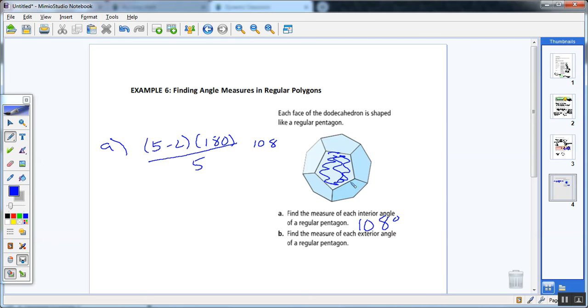Yes. Well, if this angle here is 108 degrees, how are you going to find an exterior angle that runs off of that this way? 180 minus 108. Yep. Guys, the interior angle and the exterior angle have to add up to 180 every single time. The way you find the total number of degrees is 5 minus 2 times 180. That was 540. But how many equal angles do you have on the inside?